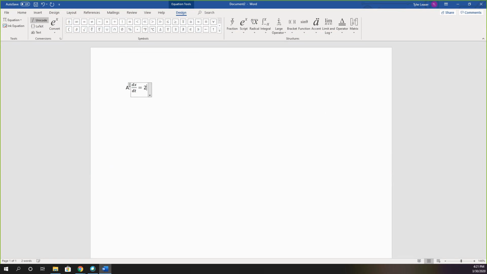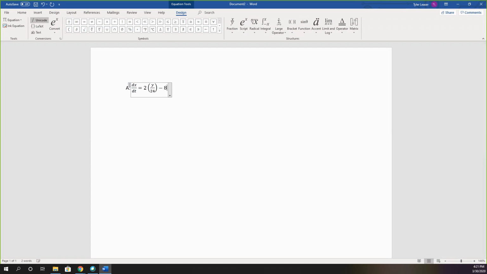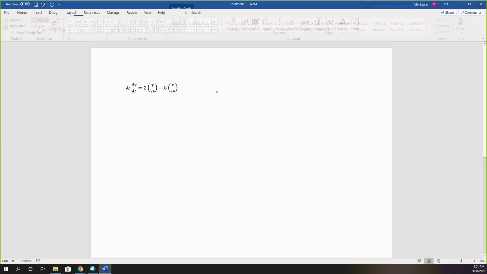So the 2 liters per minute coming in, and then the concentration of salt in B is going to be the amount of salt divided by the 24 liters that's always in tank B. So this is the salt coming in to tank A. We're going to subtract that by the salt going out of tank A. The only salt going out of tank A is going through this pipe at the 8 liters per minute into B. So it's going to be the 8 liters per minute going out times the concentration. The concentration in tank A is going to be X divided by 24.